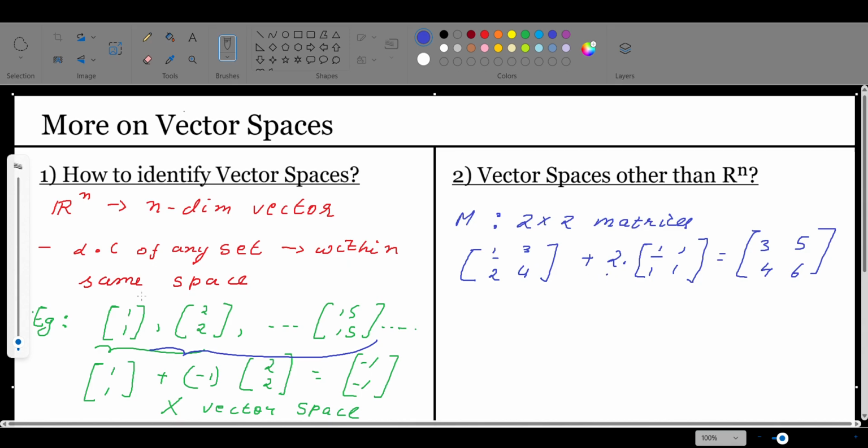It's just the same thing. You multiply the scalar with every single value within the matrix. Basically the same set of rules follow even for matrices. Now another very interesting vector space is Z, or the zero vector space.